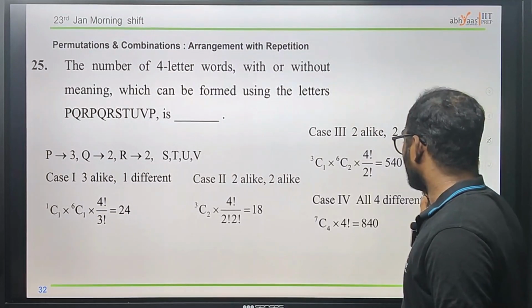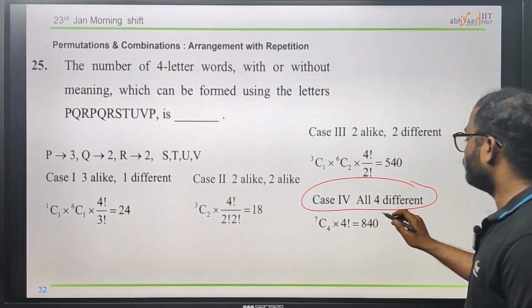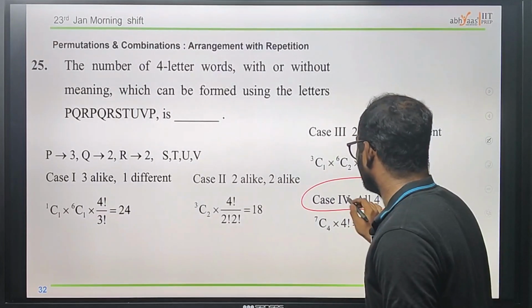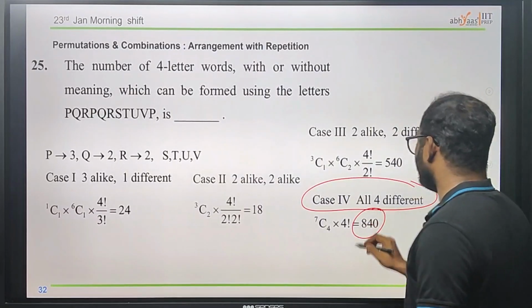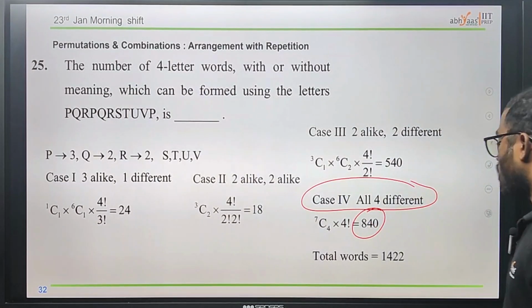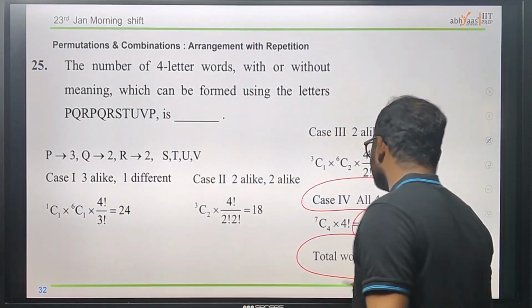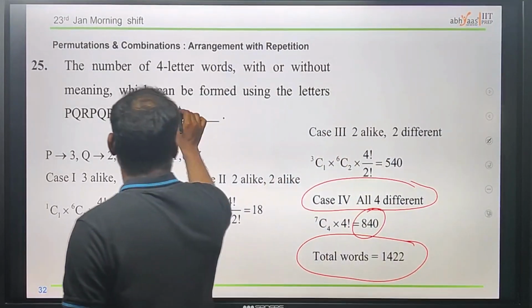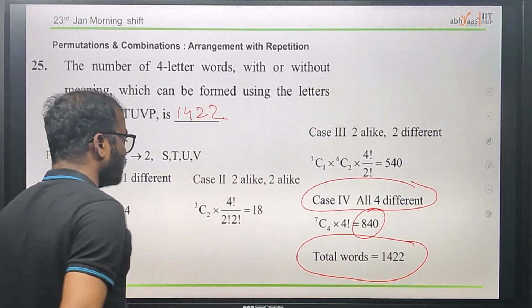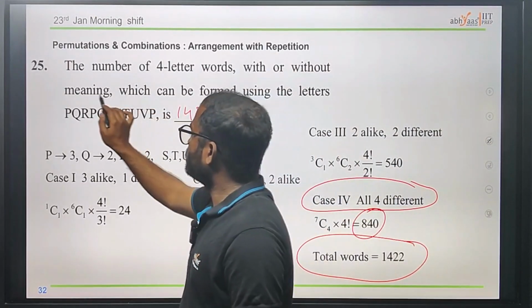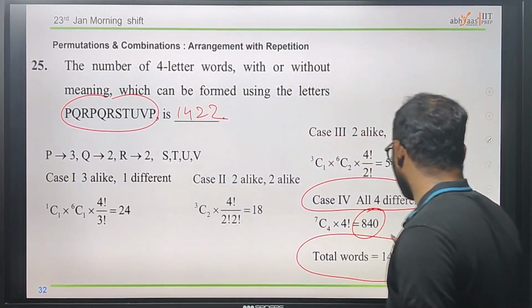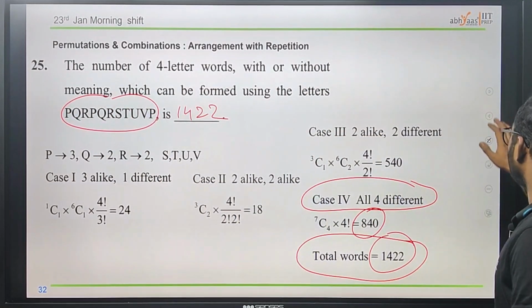Now also we have case 4, which makes it 7C4. We don't have any repetitions here, all are different, therefore we got 840. Adding all these together, we get 1422. I hope you understood. That's how we got the formation from these letters. The total number of words is 1422.